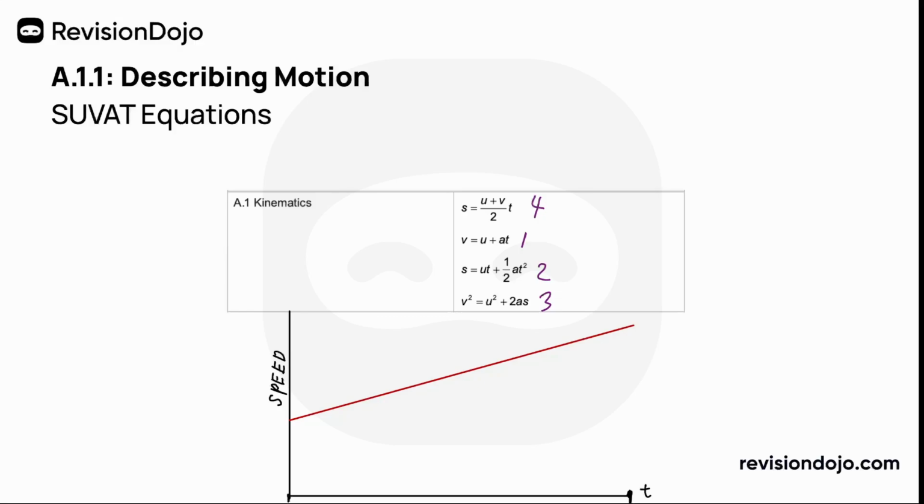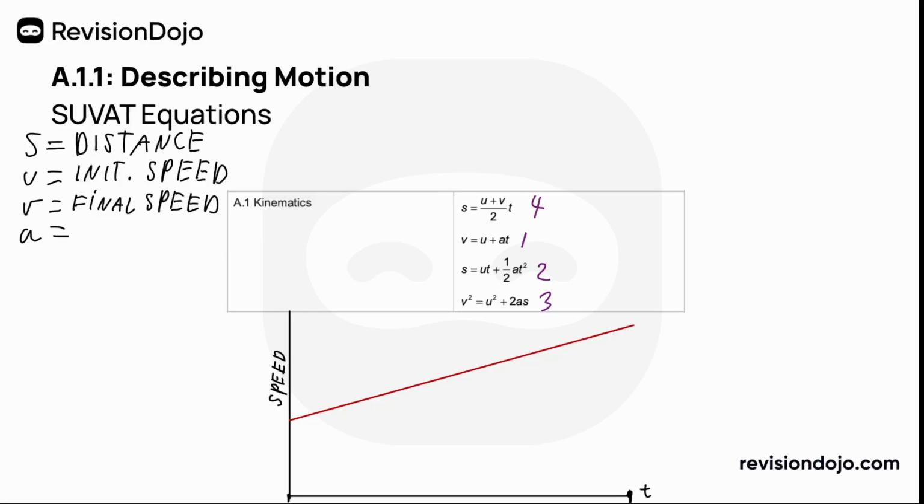So let's take a look at SUVAT equations. They are also known as the kinematic equations. If you're wondering why they are called SUVAT, well, it's because those are all the variables that go into these equations. Let's take a look at them. So first we have S. If you remember well, S is distance or displacement, but here I'm going to be talking about distance. Then U is initial velocity or speed. V is final speed or velocity again.